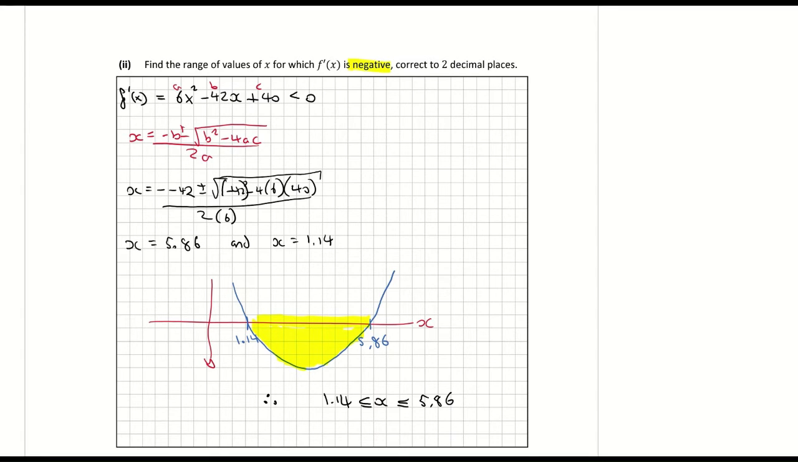If you're ever doubtful with your two solutions, just sub them back into your quadratic equation and see for yourself that they are less than 0.